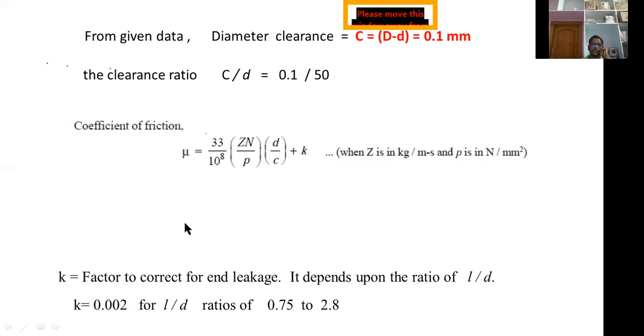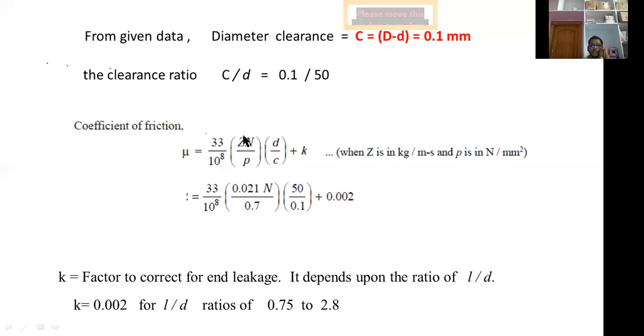Substitute this value in the above equation. Now I am substituting all values in the coefficient of friction formula: 33 by 10 power 8 into ZN by P. Here capital Z is the absolute viscosity, which is given as 0.021. This value is obtained, and the capital N value you have to find.